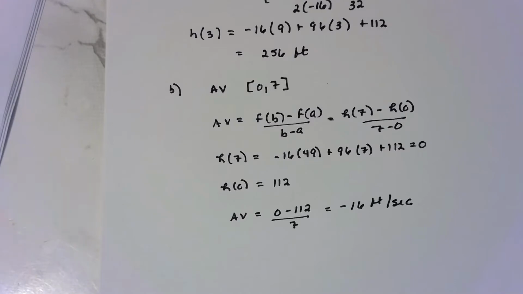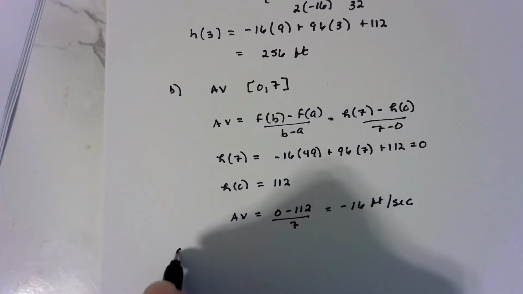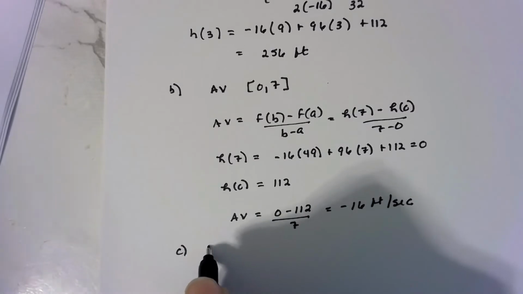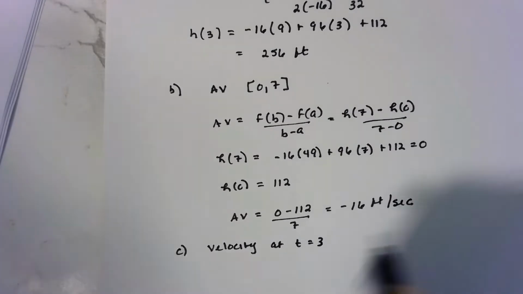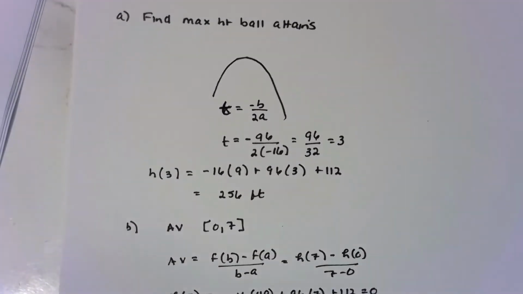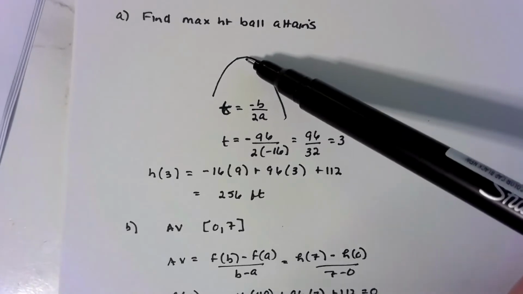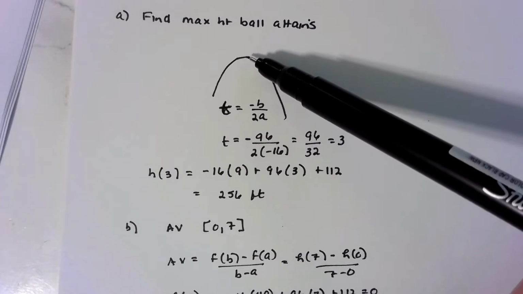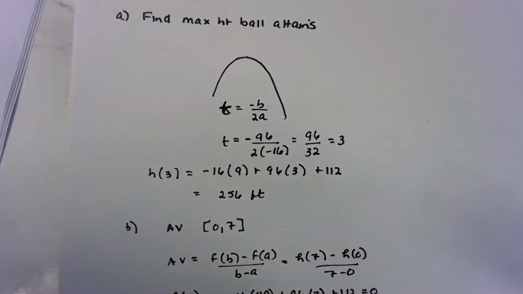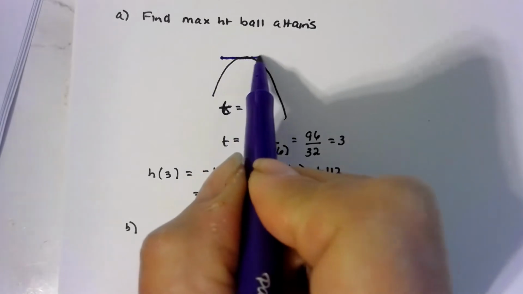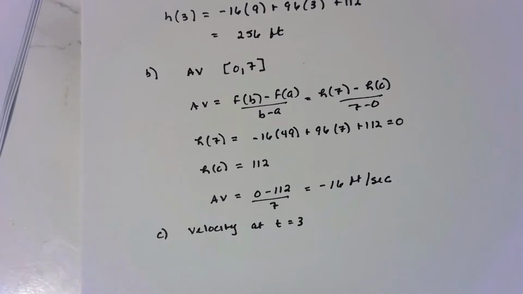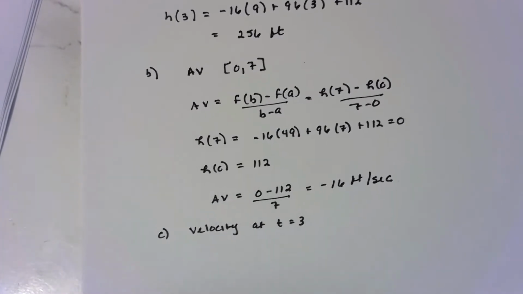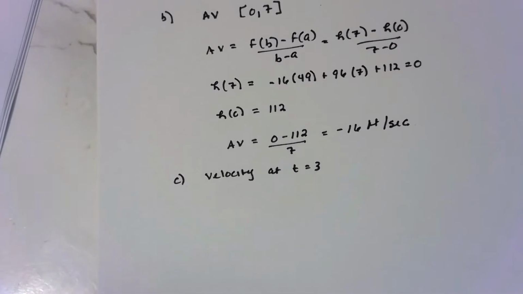Now, they want us to find the velocity at t equals 3. Well, a few minutes ago, we found that the t coordinate of the vertex of this parabola was 3. And if I draw a little tangent line at t equals 3, which is the top of that parabola, the slope of my tangent line is 0. What that means is my velocity is 0, right? The velocity is the slope of the tangent line. Now what if I had to demonstrate this mathematically?